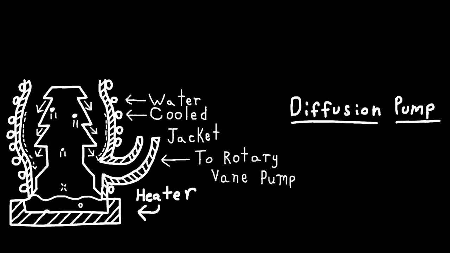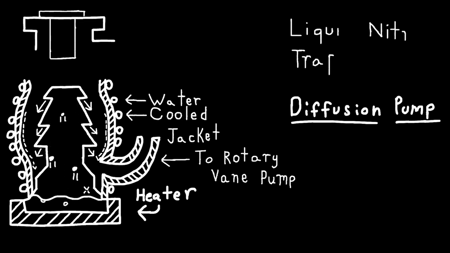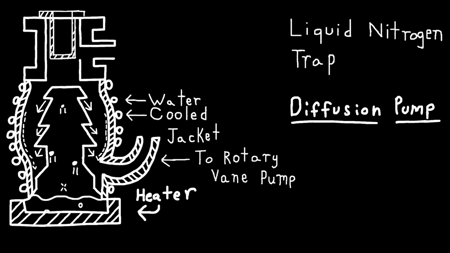The second problem with the diffusion pump oil is that it can backstream out of the top of the diffusion pump into the vacuum chamber, contaminating sensitive surfaces and components. To prevent this, a cryogenic baffle is normally placed above the top of the diffusion pump so that there exists no line of sight from the center of the diffusion pump into the vacuum chamber.